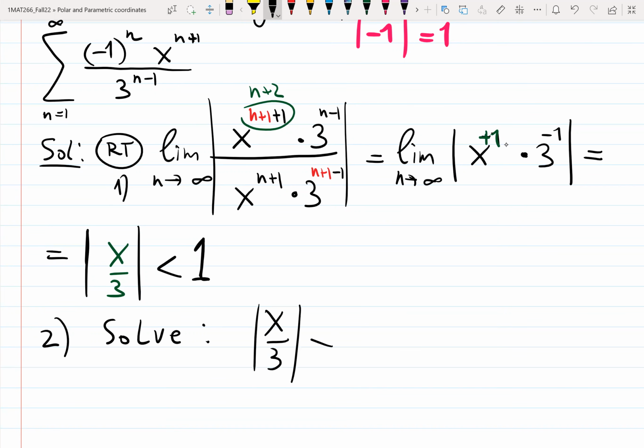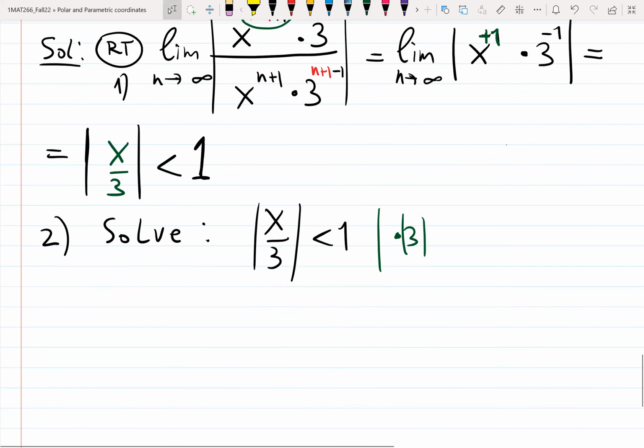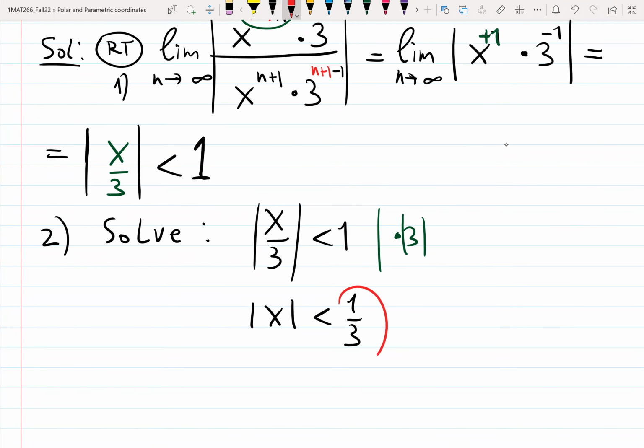Check out what I'm going to do. X over 3 is less than 1. I will multiply by 3 right away. Moreover, I'm multiplying by the absolute value of 3, so I don't have to change the inequality if it's negative. X is less than 1/3. Not only does this give you the radius right away, radius is 1/3, but it also gives you the center. Center is 0. X minus 7, blah, blah, blah, would have a different center.